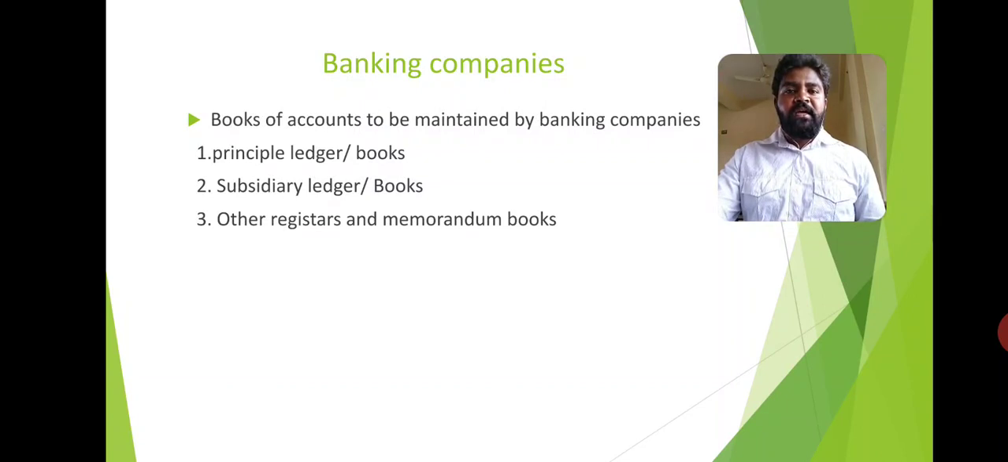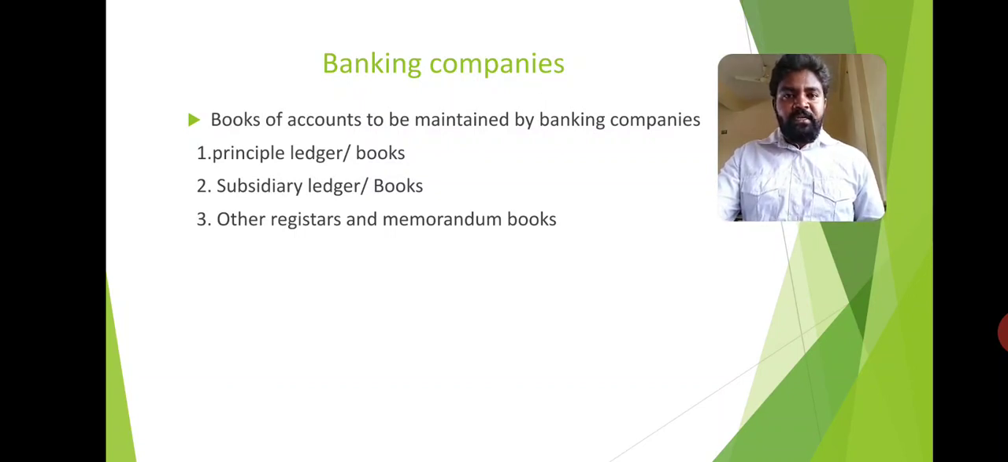A principal ledger is also called principal books. Subsidiary ledger is also called subsidiary books, and other registers and memorandum books. Now we need to understand the examples of principal ledger, examples of subsidiary ledger and examples of other registers and memorandum books. Principal ledger or principal books examples: cash book and general ledger. All the banks compulsorily should maintain a cash book and also a general ledger every year. So the general ledger and cash book are the examples of principal ledger.